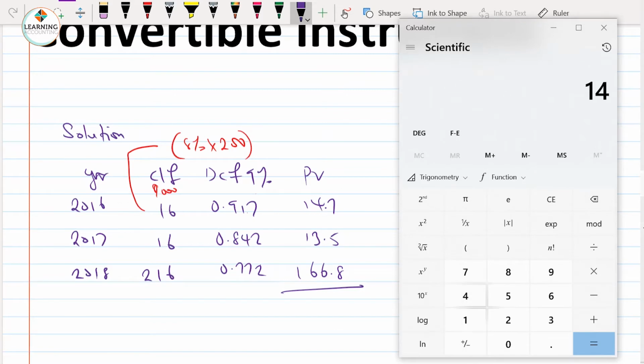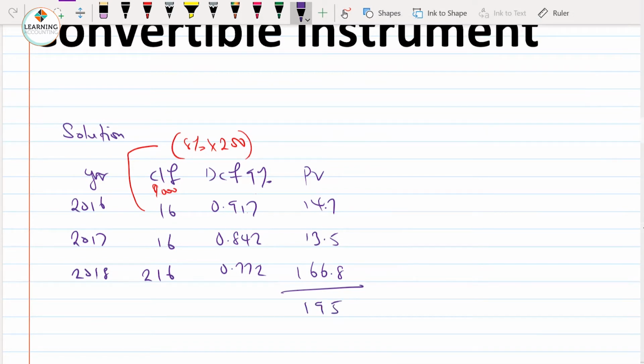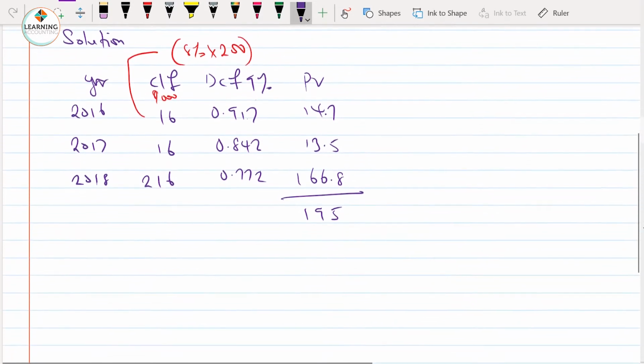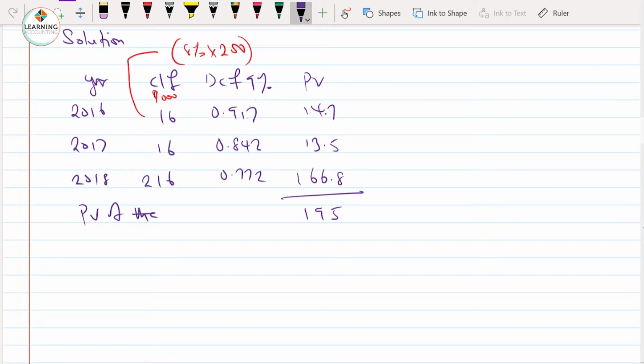And we'll be summing up. We have 14.7 plus 13.5 plus 166.8, and that gives us 195. Now 195 is the PV of the lease liability, sorry, I used the word lease liability, the PV of the liabilities.